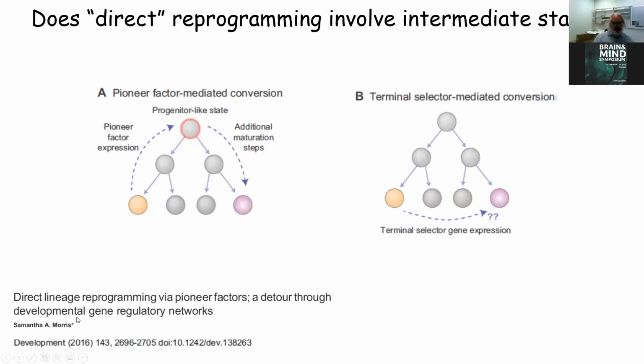Whether this happens in this way or in another way has been very nicely discussed by Samantha Morris, who proposes that in many cases the reprogramming works more according to this model, which is referred to as pioneer factor mediated conversion, compared to terminal selector mediated conversion. And in this case, what really happens is that the cell is not just directly converted into another cell, but is first acquiring a progenitor-like state, and from there then starts to differentiate into its new identity.